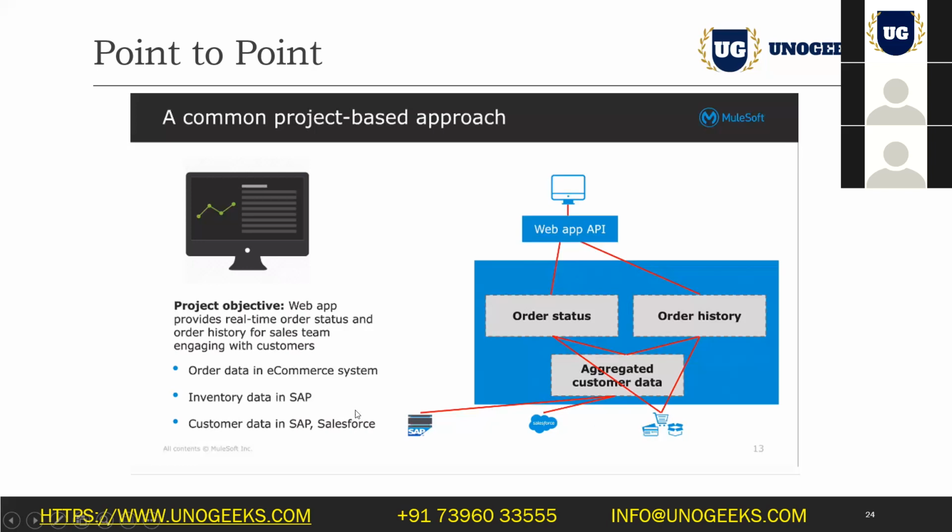The inventory data is stored in SAP. The customer data is stored in SAP and Salesforce. So all these systems are storing the data, and we have to develop a web API. What we used to do is just connect these resources. We'll connect SAP to Salesforce and to order status and order history, and we will reflect that on the web API. This approach was good, it was quick, we knew the requirements and could complete it within a few days.